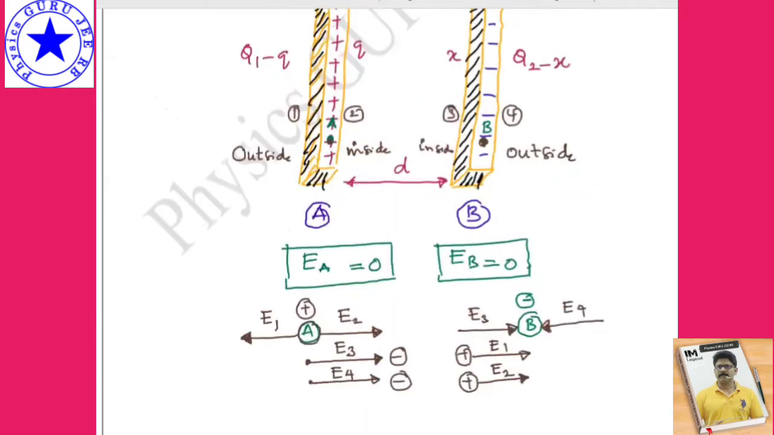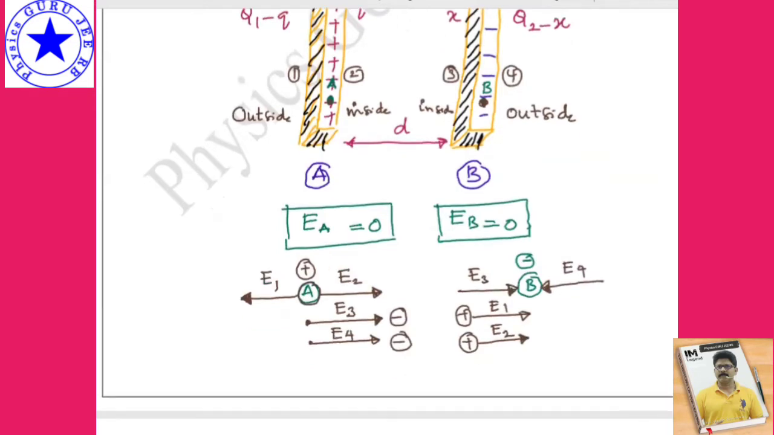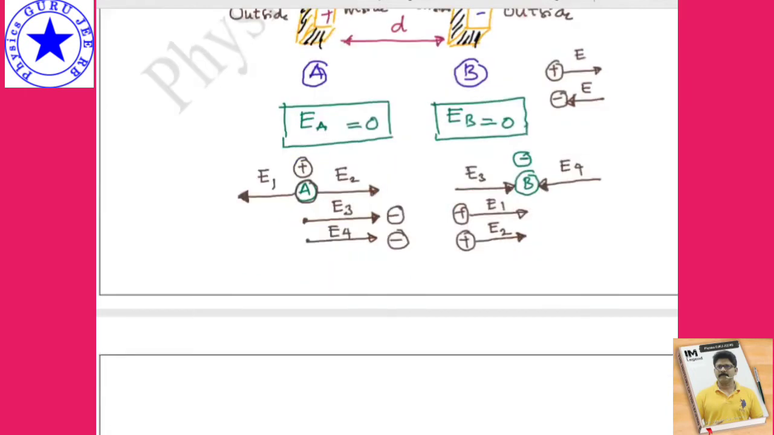See, on point A we have 4 electric fields, on point B 4 electric fields, because we have 4 surfaces. So what is the concept that we are using? For a positive charge, electric field intensity is away from the positive charge. For a negative charge, it is towards the negative charge. That's all, electric field intensity. Same concept I wrote here, A and B. Now let me start with EA.